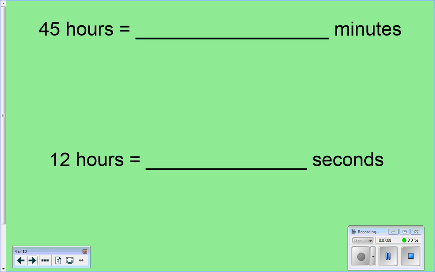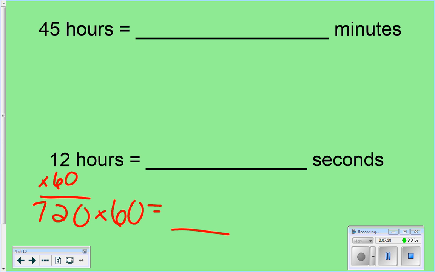12 hours to seconds. I have to multiply by 60 how many times? Well, first of all, if I'm going from hours to seconds, I'm going from bigger to smaller, so I need to times. If I times by 60 once here, what is that going to give me? It's going to give me minutes, right? So that's 720 minutes. Now what am I going to do to this again to get it to seconds? I'm going to multiply by 60 again to get me to seconds. So sometimes you have to do double stuff.